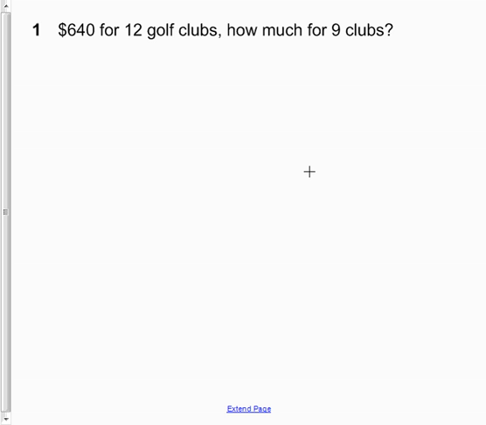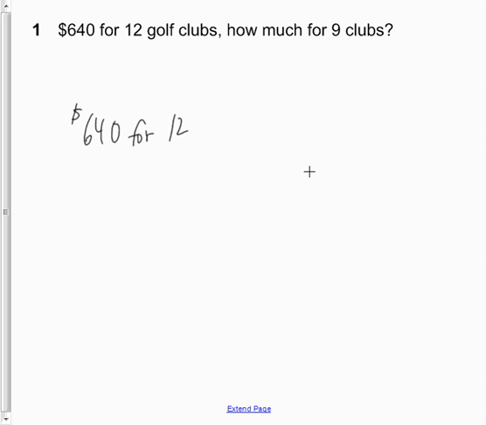Okay, so question 1 says it's $640 for 12 golf clubs. How much is 9 golf clubs? When you read these types of questions, probably by this point in the year, you're realizing that proportional reasoning or unit rate is the way you're going to solve this. Now, for some of you, using unit rate, you're going to say $640 for 12 clubs.